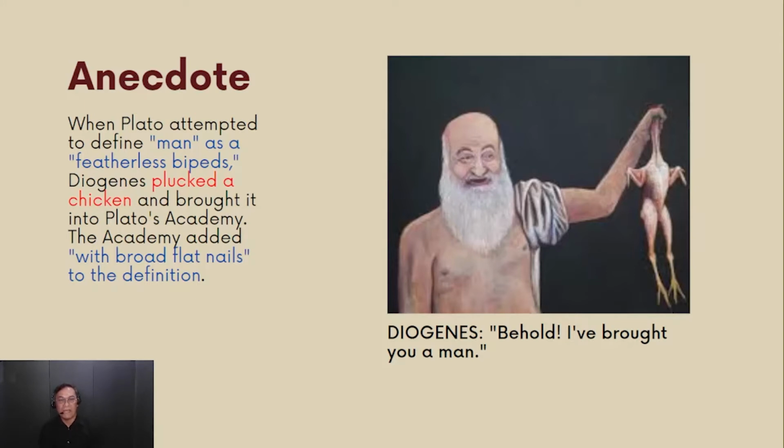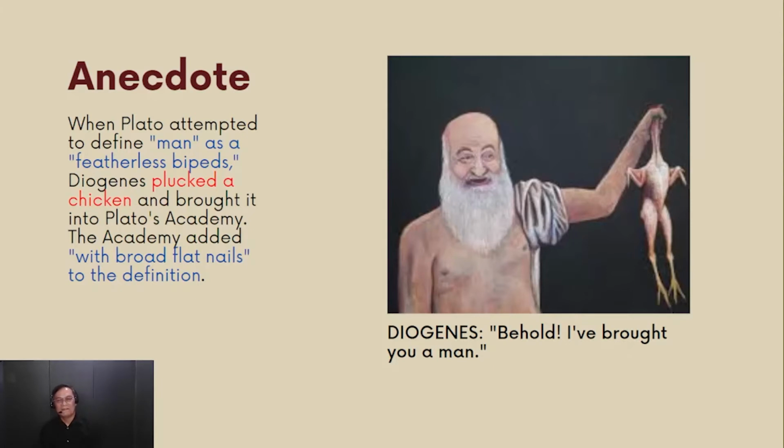In fact, saying that man is featherless and a biped recalls a spectacular event that happened in the ancient period, when Diogenes, one of the contemporaries of Plato, used that definition: that the human is simply a featherless creature having 2 feet. It was an anecdote that happened in the school of Plato. When Plato attempted to define man as a featherless biped, suddenly Diogenes plucked a chicken and brought it into Plato's academy. And he said, "Behold, I have brought you, Plato, a man." And of course, the people in that academy were in trouble.